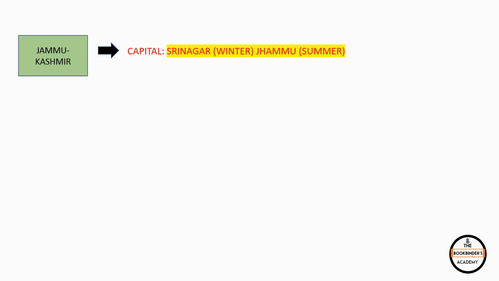See, now that we have finished with the map locations, let's move on to the state and city nicknames and capitals for these 7 states. So let's start with Jammu and Kashmir. Jammu and Kashmir has 2 capitals, Srinagar, the winter capital, and Jammu, the summer capital.